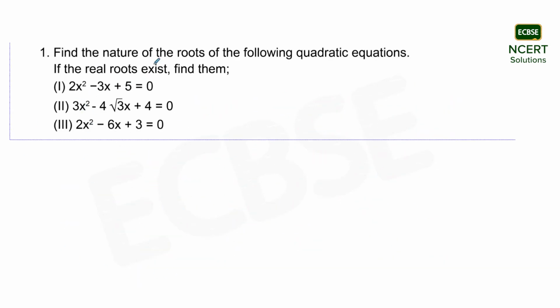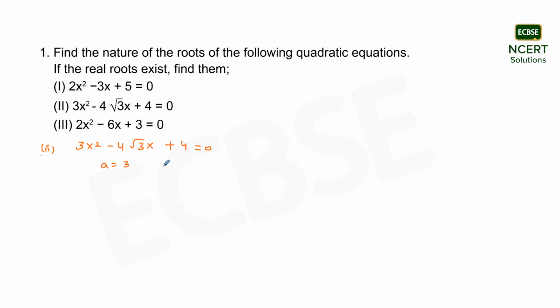So now coming to the second equation, the second quadratic equation provided is 3x square minus 4 root 3 x plus 4 is equal to 0. Comparing this quadratic equation with the standard form, the value of a is 3, the value of the variable b in that standard form will be minus 4 root 3, and the variable c has the value 4.